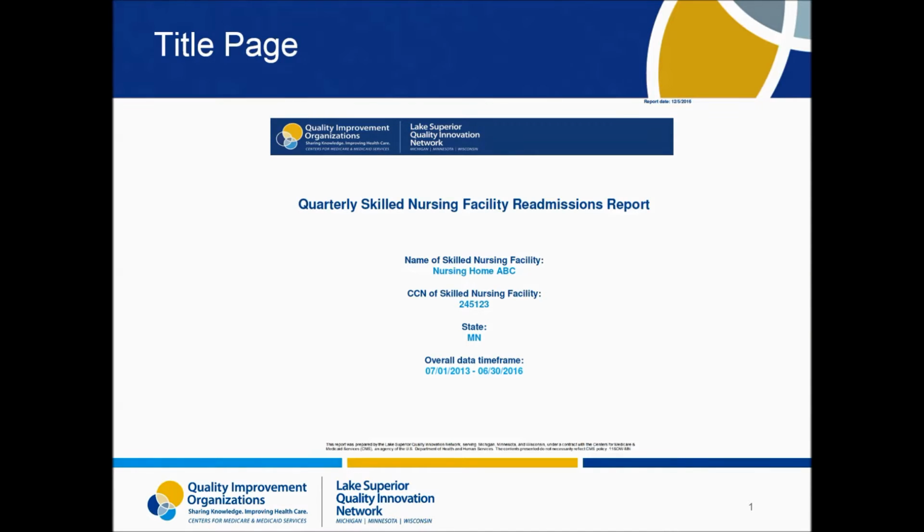This is the title page of the reports you can expect to see. The name of your skilled nursing facility will be in the first row, followed by your CMS identification number for your nursing home, the state you're in, and the overall data time frame. This overall data time frame shows you that data included in this report spans patient dates from July 2013 through June 2016. Each quarter, this date range will shift.